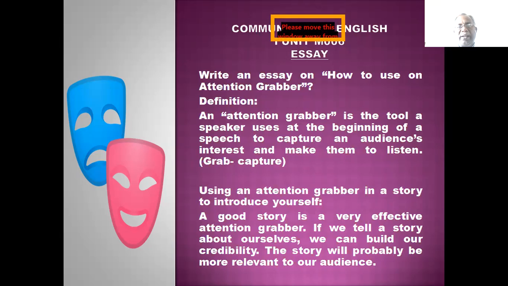So before you tell a story, you need to test yourself: who is your audience? So, using an attention grabber in a story to introduce yourself. A good story is a very effective attention grabber.